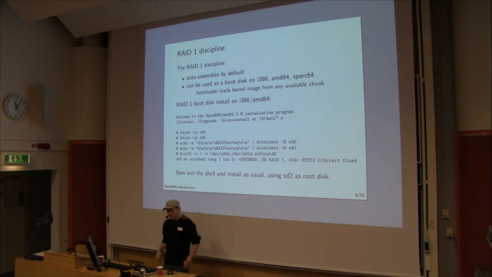So setting up a RAID 1 discipline is pretty easy. You don't have to take care about assembling it manually because the kernel will always auto-assemble it. You can boot from it on i386, AMD64, and SPARC64. And to install it, in the installer, you essentially break out from the installer prompt to a shell. Then you set up your disks, as shown here. You run fdisk on this is a RAID 1 setup with 2 disks, so you run fdisk on both disks.